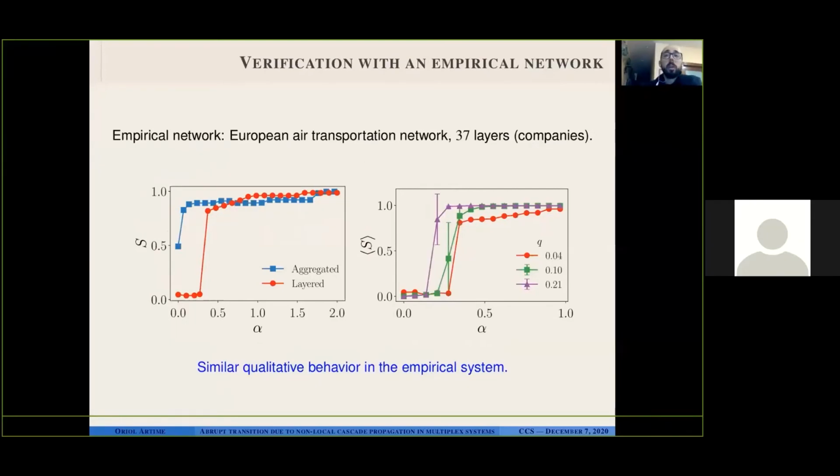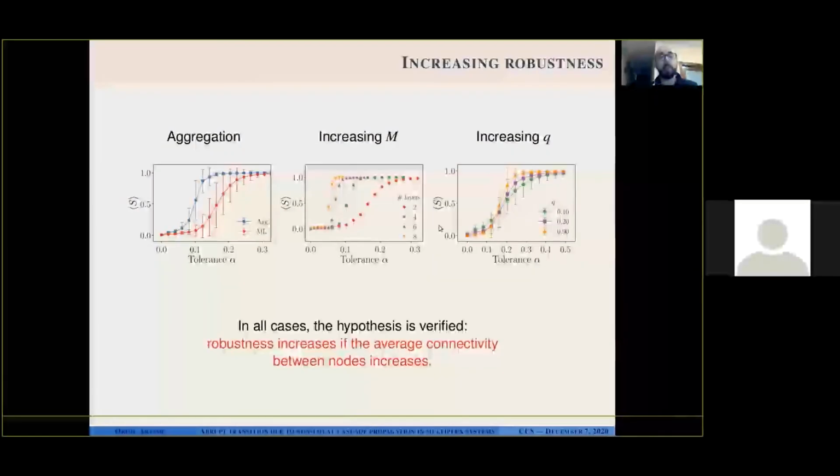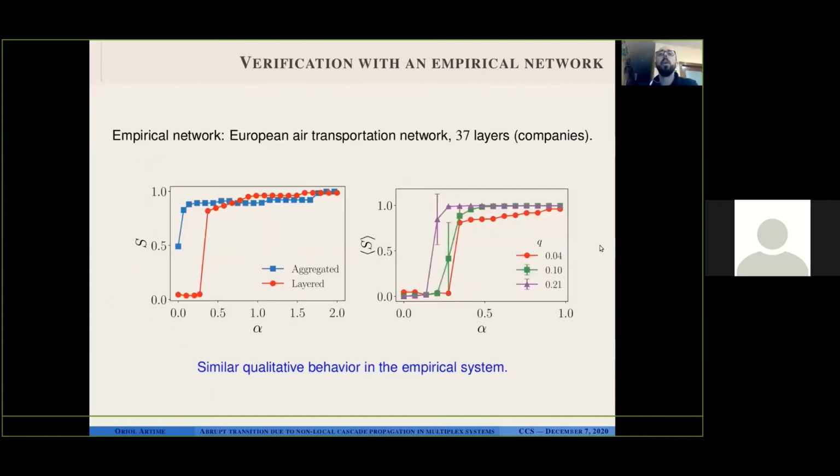So to conclude the talk, now I want to focus on how these results are verified in an empirical network, because here the networks are synthetic, so they don't have correlations. I take here the European air transportation network formed by 37 layers corresponding to different airline companies. Note that now in each layer we have networks of different size and different degree distributions, with topological correlations within layers, also correlations across layers, etc. So even in a network with these characteristics, we confirm that qualitatively we are obtaining the same results as in the synthetic networks.